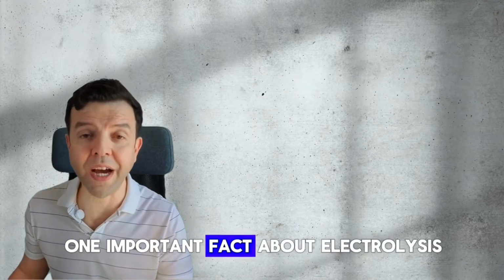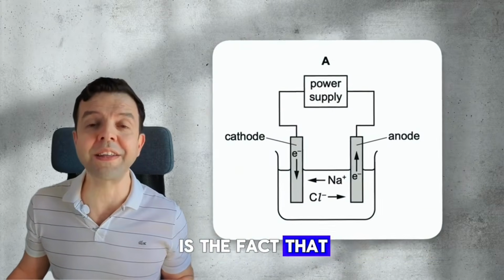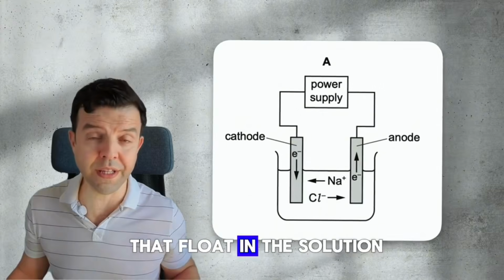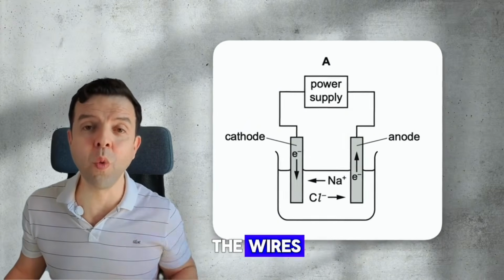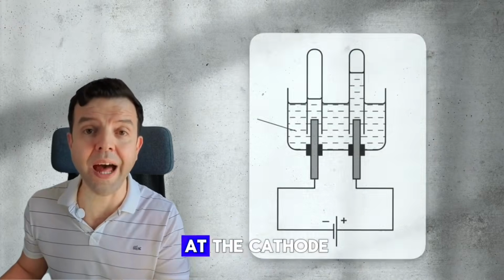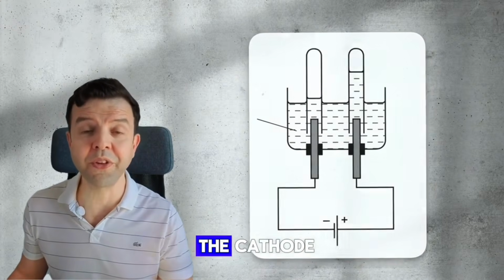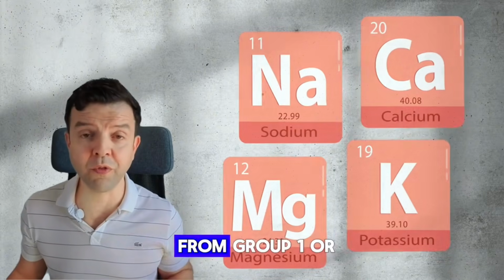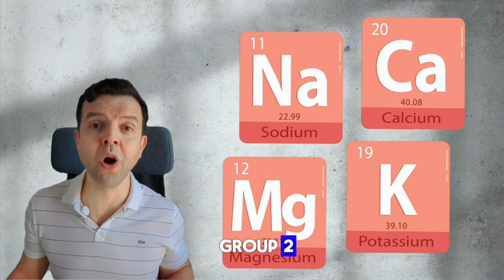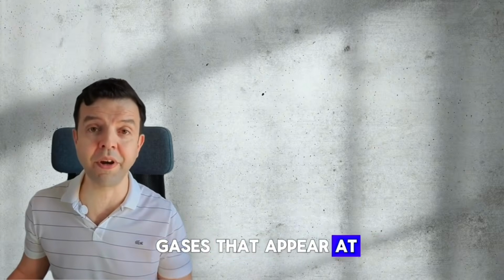One important fact about electrolysis that will help you to solve many questions is that ions are the ones that float in the solution and electrons run in the wires from the anode to the cathode. If a gas appears at the cathode, then this gas is hydrogen. Hydrogen gas appears at the cathode when highly reactive metals from group 1 or group 2 are electrolyzed. Halogens and oxygen are the gases that appear at the anode.